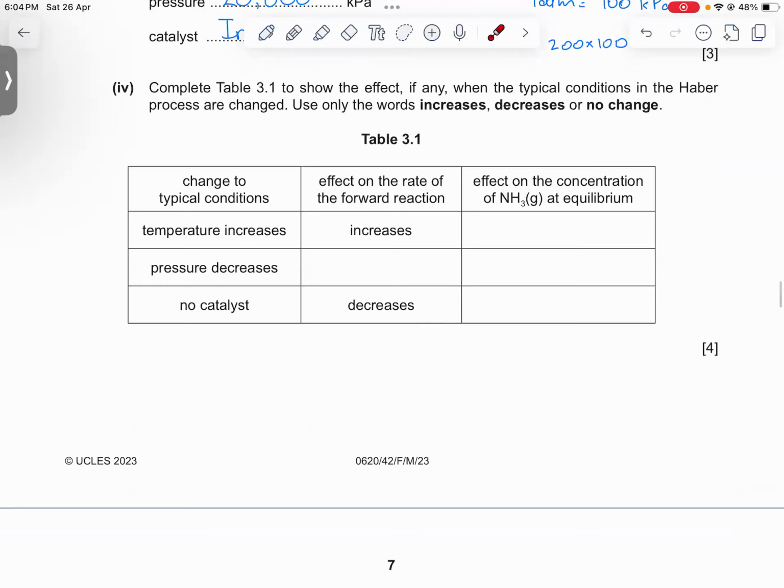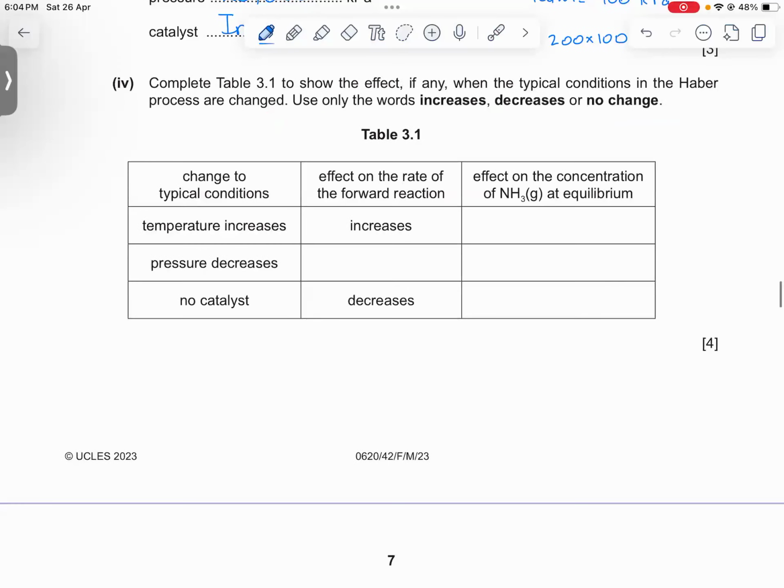Complete 3.1 to show the effect, if any, when typical conditions in the Haber process are changed. Use only the words increase, decrease, or no change. All right. So if we increase the temperature, the forward rate of reaction increases. But what would happen to the equilibrium? Since the forward reaction is exothermic, an increase in temperature will decrease the yield of NH3. Even though the forward reaction happens faster, it will stop earlier as well. Like before it was becoming constant at 60%, now increased temperature would make it constant at 50%, 45%, something like that.